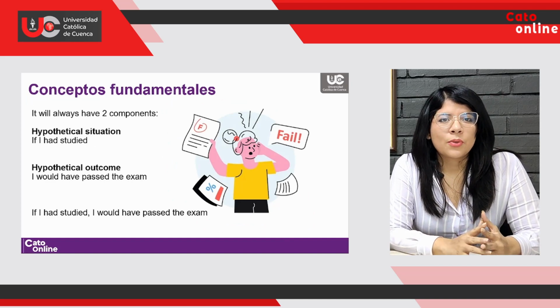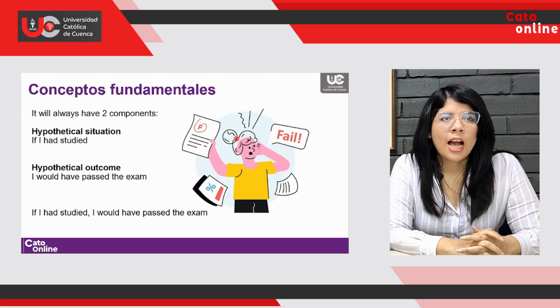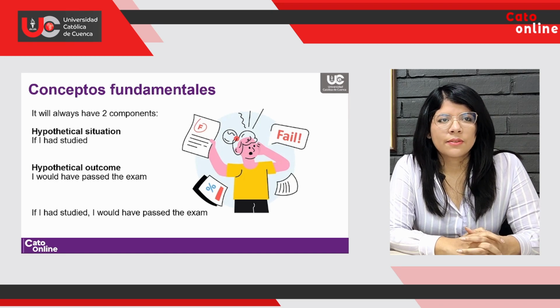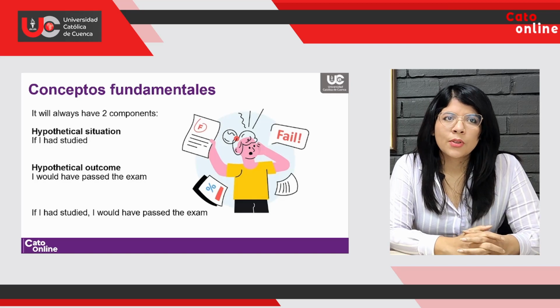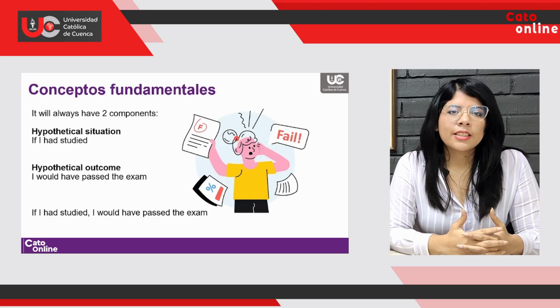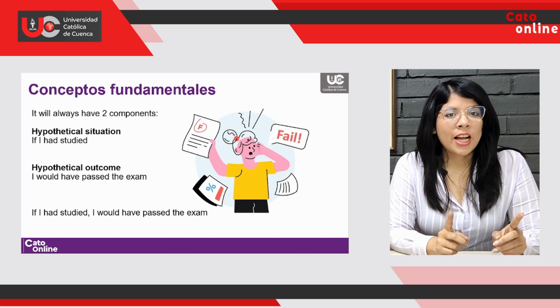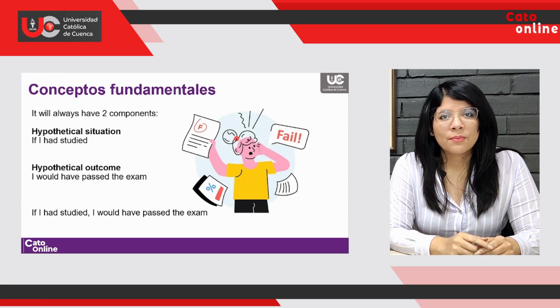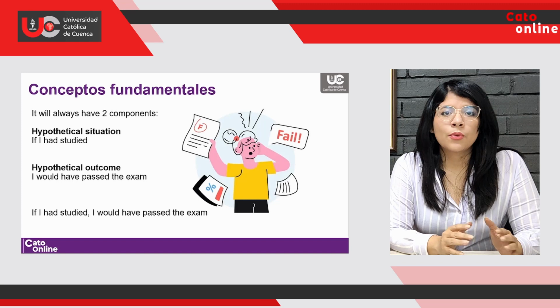When we have the past unreal conditional, we're going to need two components. The first one is going to be a hypothetical situation, and then we're going to have a hypothetical outcome. How does this work? Let's see here the example. Hypothetical situation: if I had studied. Hypothetical outcome: I would have passed the exam. What does this mean? This means that in reality, I didn't study. Because of that, I didn't pass the exam. I failed. That is what really happened.